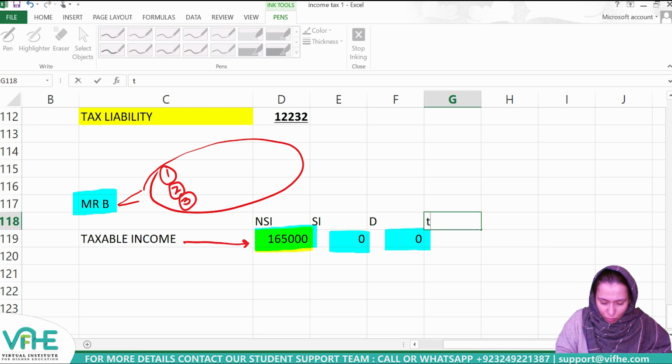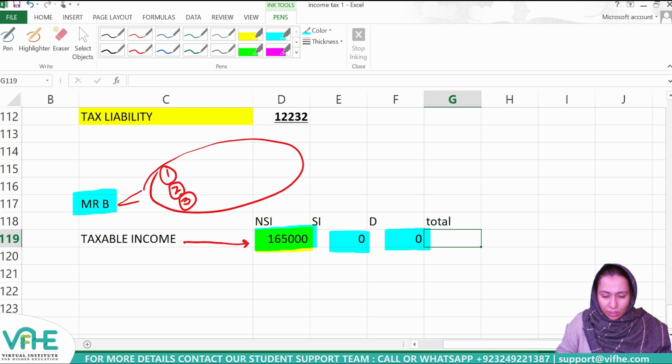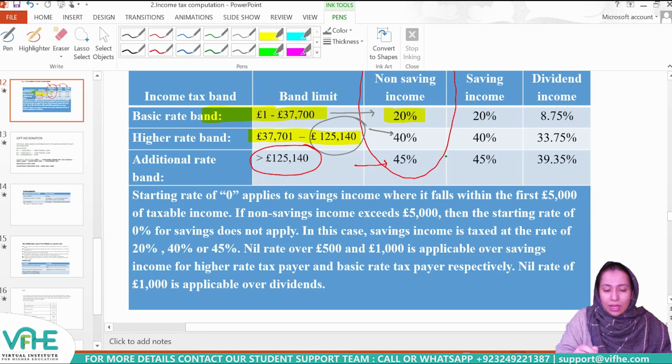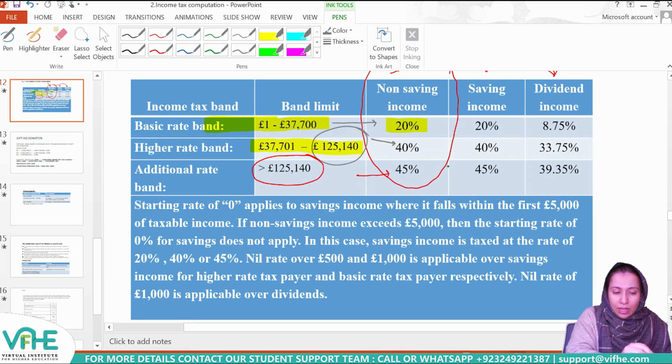I'm just going to take the total of his taxable figure. His non-savings taxable figure is £165,000. By the way, there is no taxable income under the savings column, and there is not even a single pound under the dividends column. So what is going to be his total? The total taxable income is £165,000, and on the basis of total taxable income, I will decide his taxpayer status. So once again, let's have a look at the tax tables.